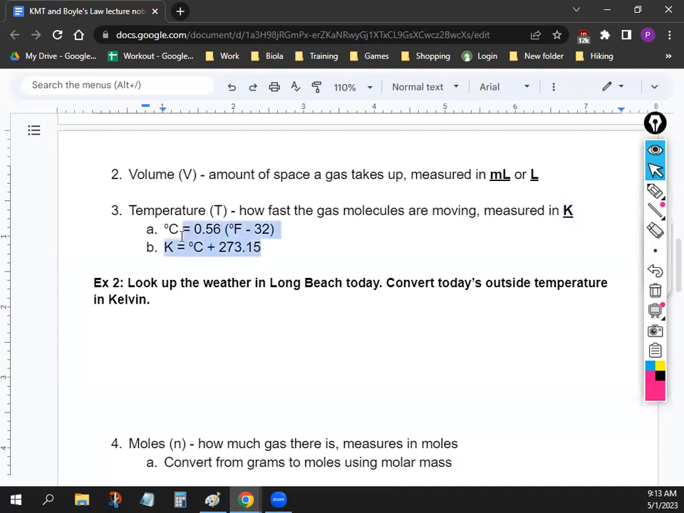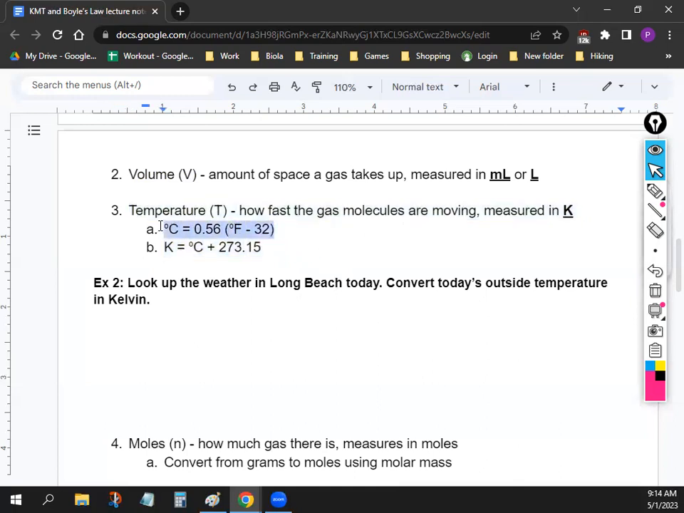So you guys should copy down these equations right here. We usually use Fahrenheit, and this first equation right here is how we turn Fahrenheit into Celsius. Once we turn it into Celsius, we just add 273.15, and that's what makes it Kelvin. Okay.